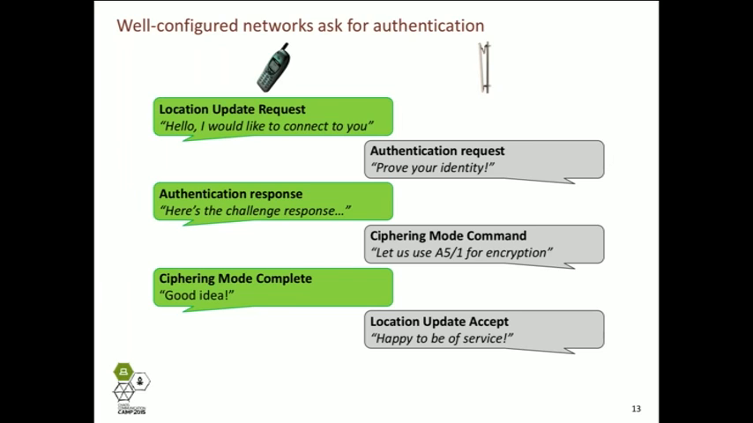So the mobile phone authenticates. There's a challenge response procedure there that is based on the IMSI, on the keys that are in the SIM, and by that time the network knows, okay, this is a legitimate user. And in an even better configured network, you would then have the ciphering mode command so that all transactions are encrypted and everything is fine. And then the location update is accepted.